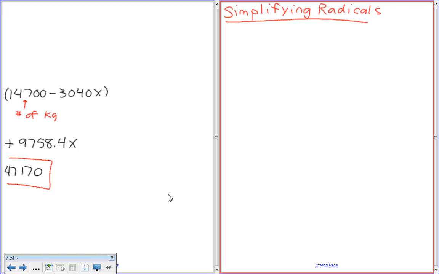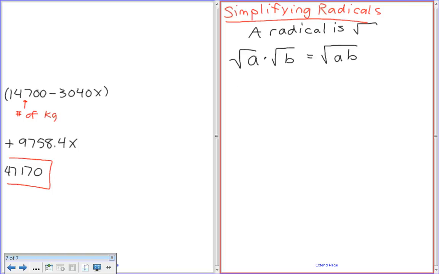Okay, a radical is a square root sign. Our laws are going to be: the square root of a times the square root of b is the square root of ab. The square root of a divided by the square root of b is equal to the square root of a divided by b, where b cannot be 0. So if you take two numbers and you square root them, it's exactly equal to them together.